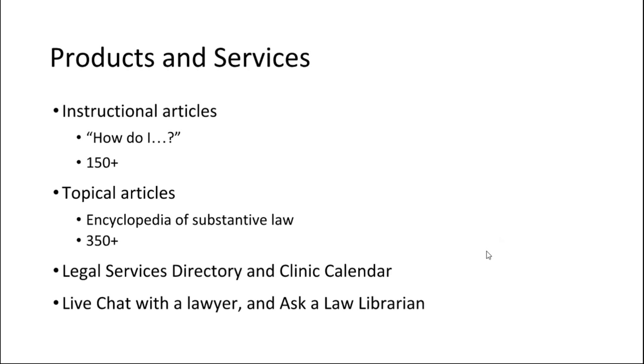We also have a legal services directory that has over 100 different organizations in Maryland that provide self-help resources for folks. So if individuals are looking for pro bono or reduced cost legal assistance, then they can find the appropriate organization in our directory. We also have a clinic calendar that has a calendar of free legal clinics around the state. We also help connect people with people. So the Maryland Court Judiciary offers a self-help center where folks can chat with an attorney for free. We have a link to the chat with a lawyer on all of our pages, as well as Ask a Law Librarian. So folks can submit questions directly to the Maryland State Law Library Reference Desk and have their questions answered directly from there. And we can go to the next slide.